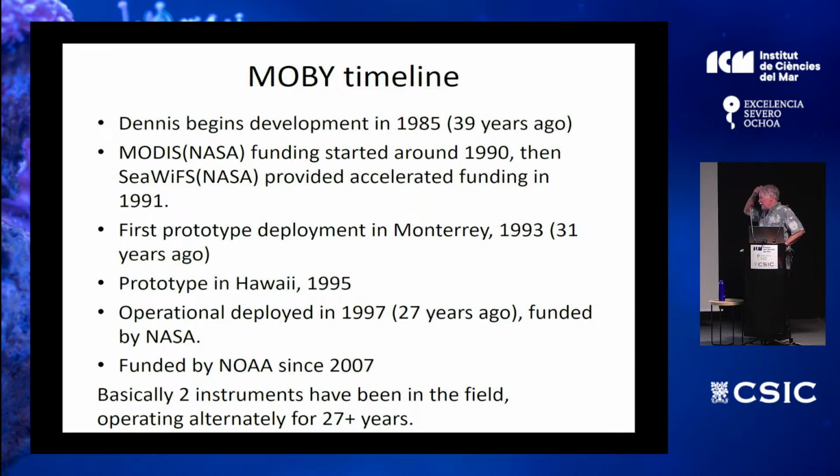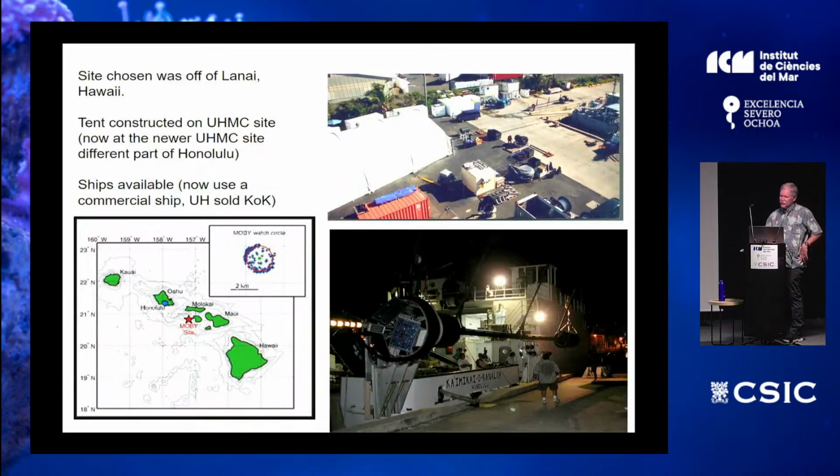And so for about 27 years, these two instruments have been giving us the primary data for ocean color vicarious calibration. And there's two instruments, one goes in the water, one's on shore being worked on, and they keep switching back and forth. Those instruments have been working fairly reliably for 27 years, and it was only in May of this year that we've actually switched to a new system. So it was quite successful. Where our site is off the island of Lanai.